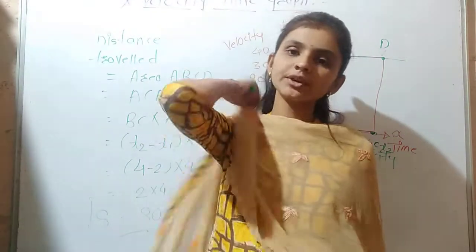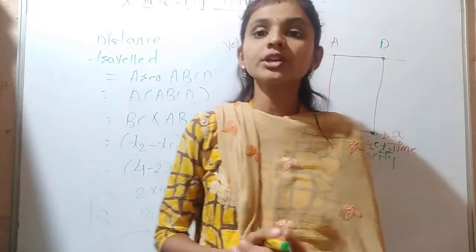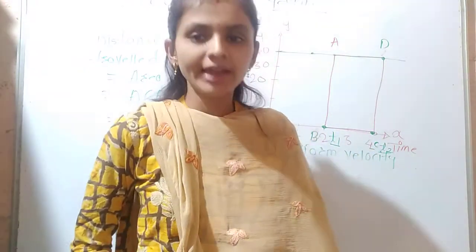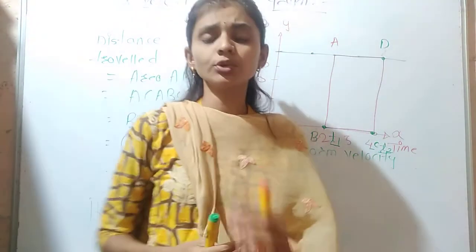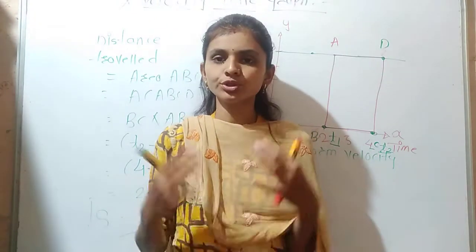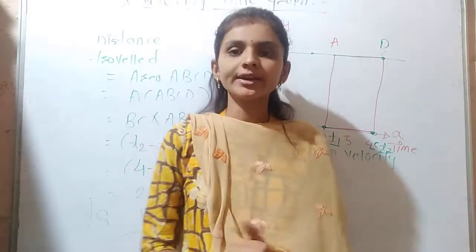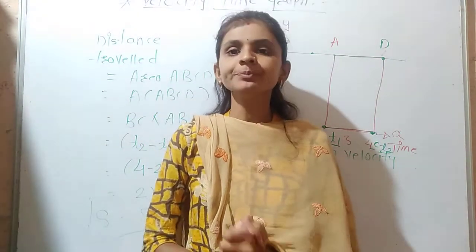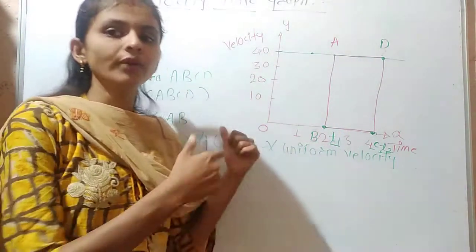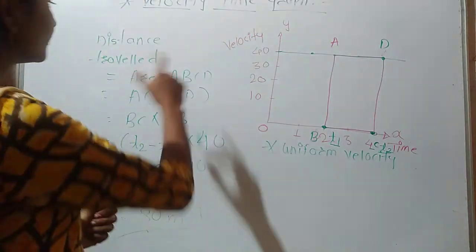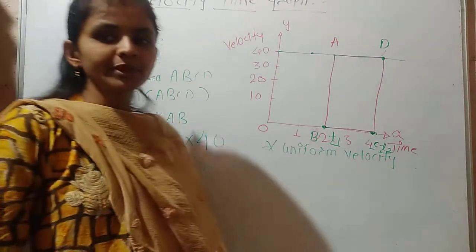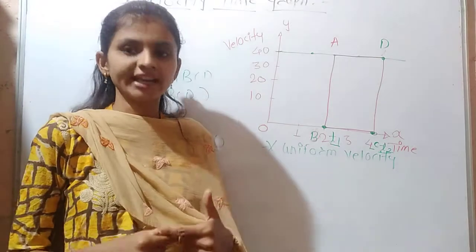So this is the first way. By using that we can find out the total distance covered by the object, and this is a uniform velocity. Once again I am going to introduce the same part. In this part we already learned how to find the distance by using the velocity time graph. So here in front of you is the velocity time graph, which represents the change in velocity with time.